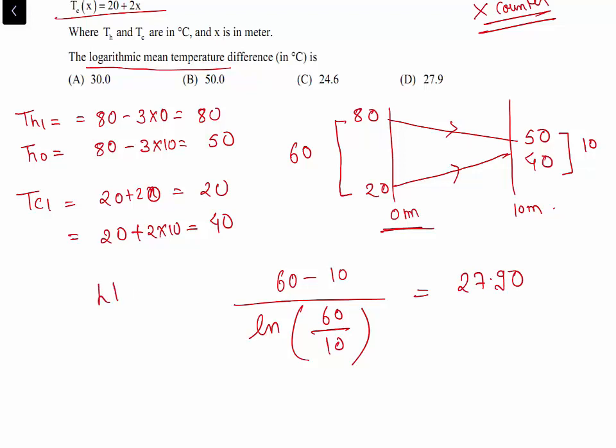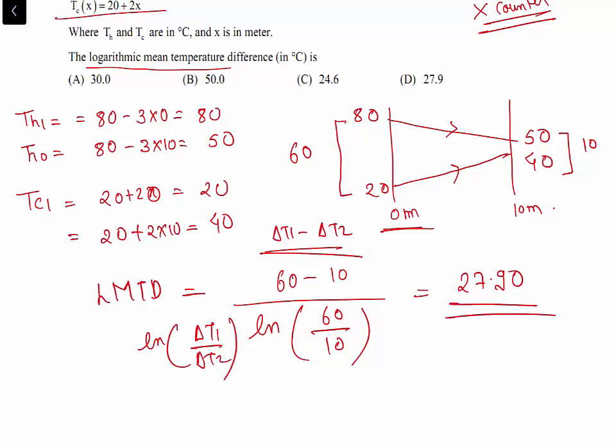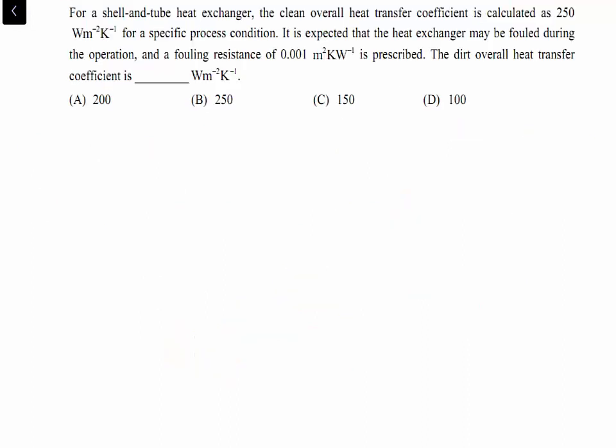So this is the LMTD formula: (ΔT1 − ΔT2) / ln(ΔT1/ΔT2). Your answer will come. So this is a very easy question. Hope you have understood. Again, one question from the shell and tube heat exchanger; basically the previous question is from LMTD.